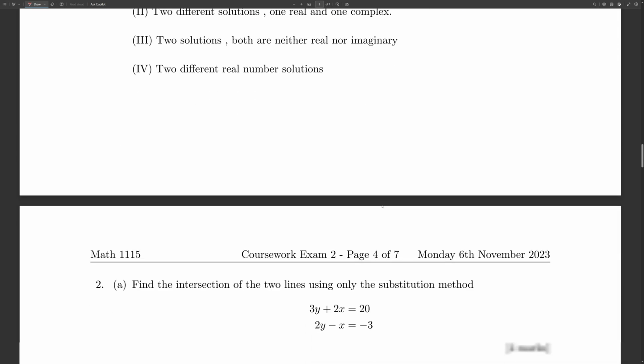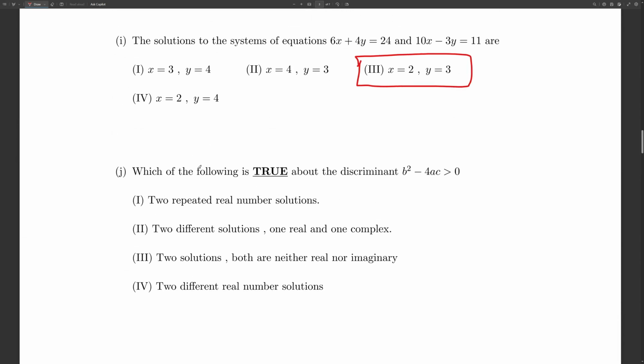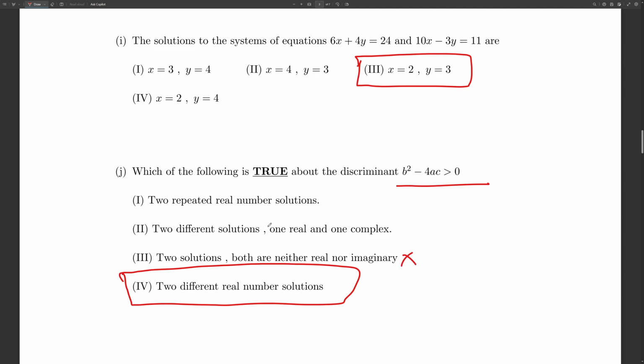Okay, and lastly, which of the following is true about the discriminant b squared minus 4ac is greater than 0? This is straight from our lecture notes. We get two different real number solutions. Different, right? Two solutions, both neither real nor imaginary. This is not true. Two different solutions, one real and one complex, but we have greater than 0.